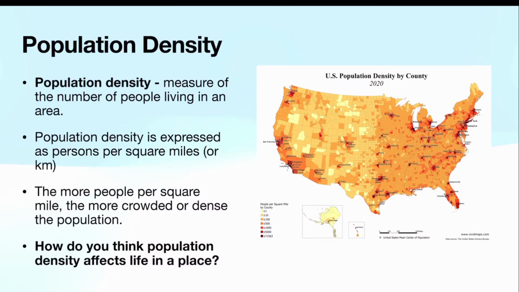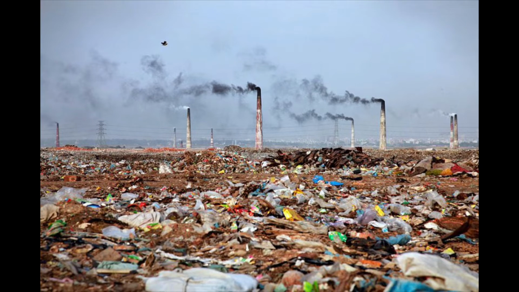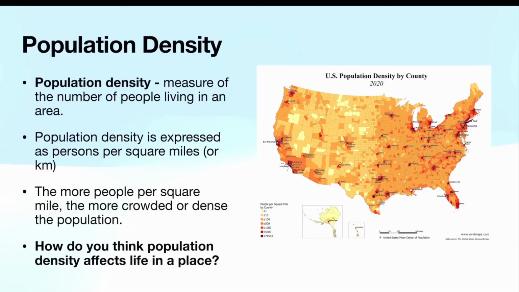High population density places usually have expensive land, crowded roads, taller buildings, and more pollution. Low population density places typically have more open spaces, less traffic, more available land, and less pollution. Population density also impacts economic development in a region. These effects can be positive or negative depending upon the circumstances.